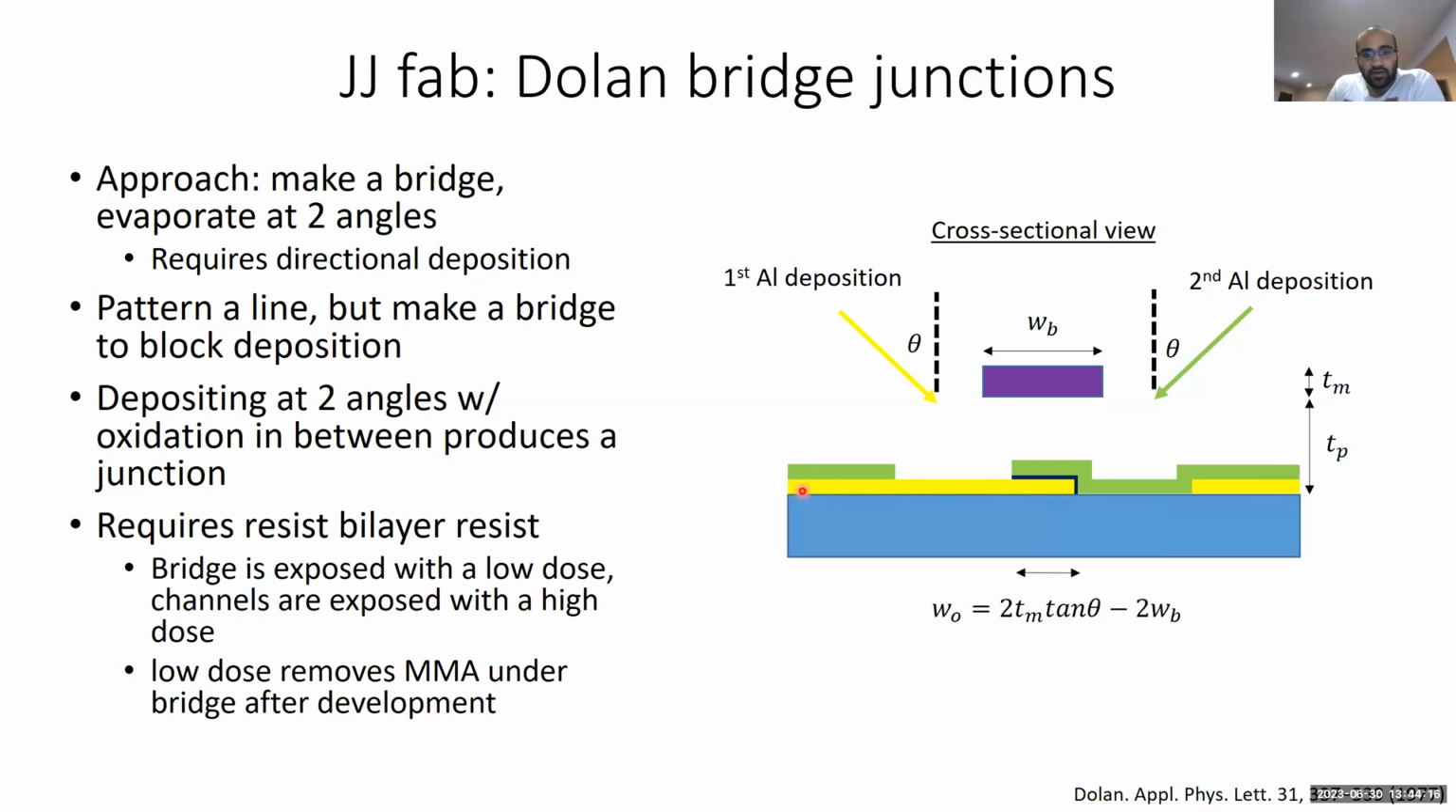So in the first round, you just have the yellow part, and then you oxidize, and that will create an oxide right here. And then you do the second deposition at the opposite angle, and that will form this Josephson junction right here.